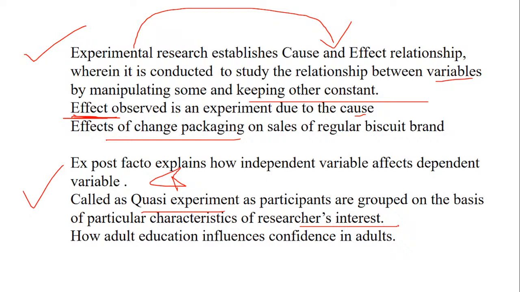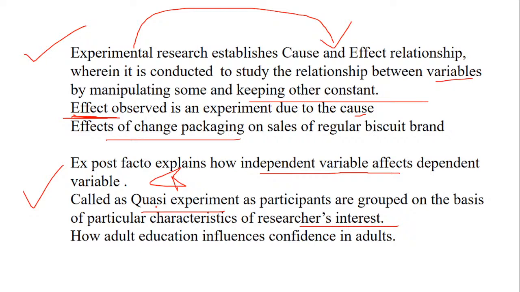So something which has already happened, ex post facto, in order to understand the relationship between the variables. That is how the independent variable affects the dependent variable. So you can also call it quasi-experimental, wherein it depends upon what? It depends upon the researcher's interest, but something which took place earlier.